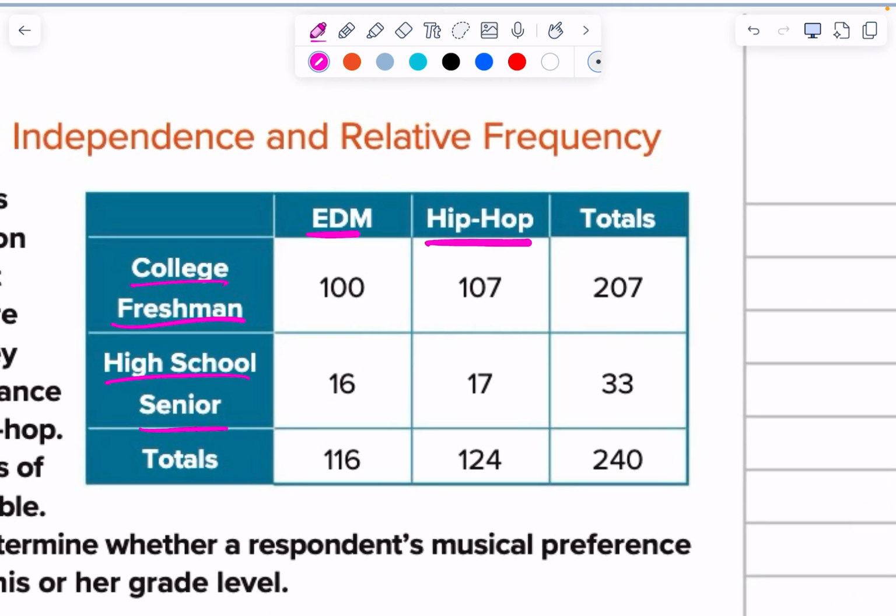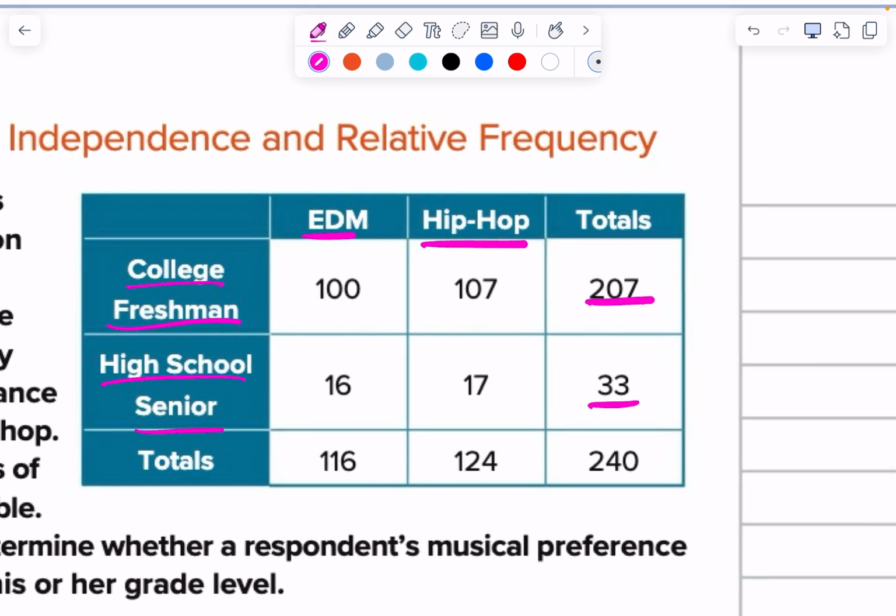So, here's what's going to happen. We are looking at this table. We surveyed 240 total people, right? More college freshmen than high school seniors. That doesn't matter, right? But 240 total is how much we surveyed. What we want to see is whether these two things are independent versus dependent. If it's independent, that means your age is not going to determine your likelihood of choosing EDM versus hip hop. Just because you're a college freshman doesn't mean you're more predisposed to choose hip hop. Does that make sense? That would be independent.